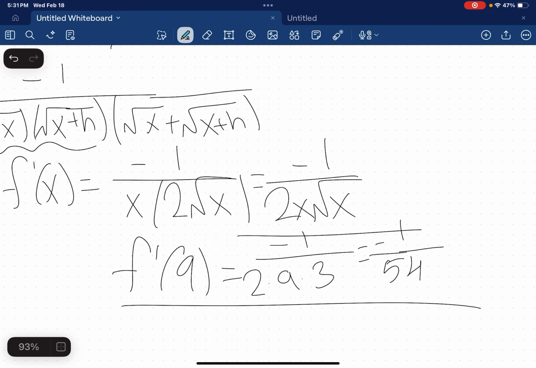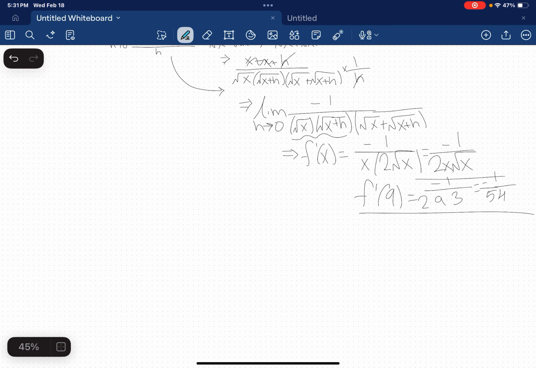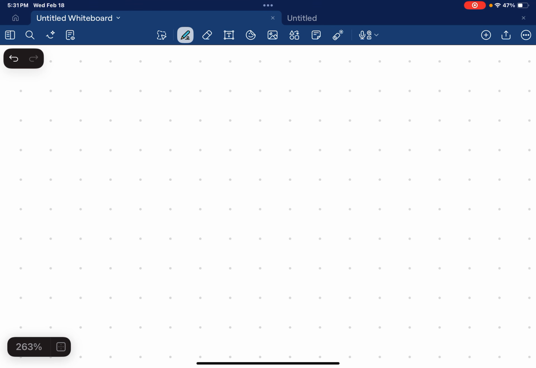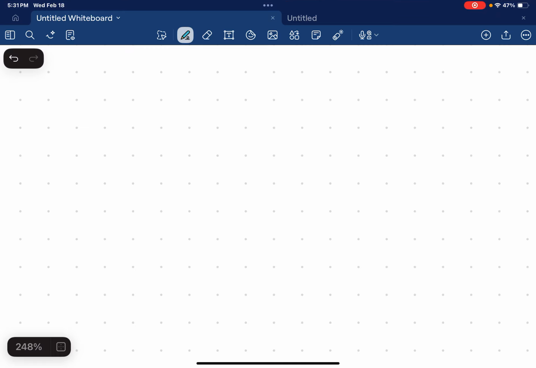A lot of work. I hate first principles. Practically pointless for derivatives. No, it is pointless for derivatives, actually, once you learn how to solve them normally. But very good to know and will be useful later on for limits. Okay, last one.